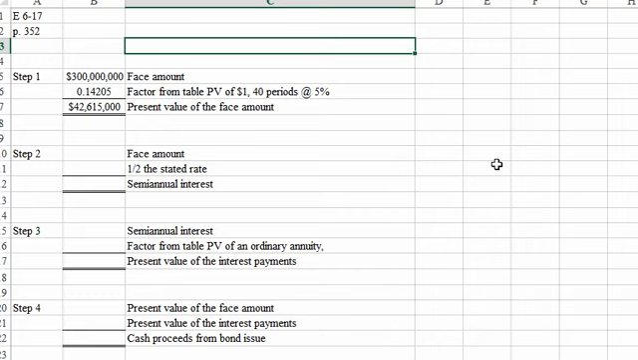300 million to be received 20 years from now is only actually worth 42,615,000 in today's dollars. That's assuming interest is paid 5% every 6 months over that 20-year period. We get 40 periods because we're paying interest twice a year for 20 years. We cut that market rate in half because if it's 10% for a year, it's 5% every 6 months. Okay, so that's our first step in calculating the cash proceeds.